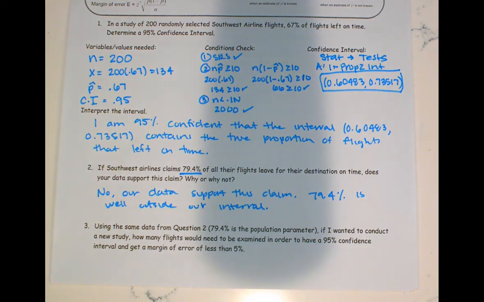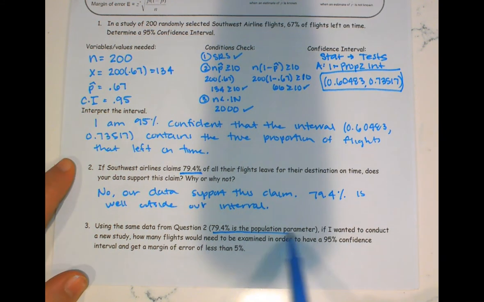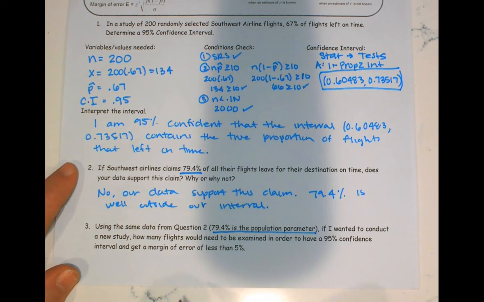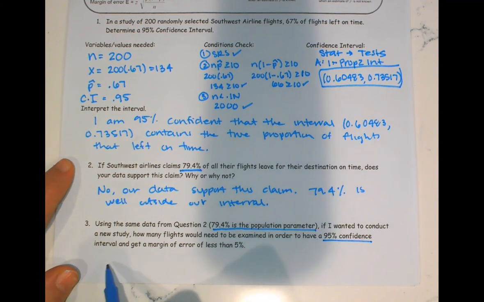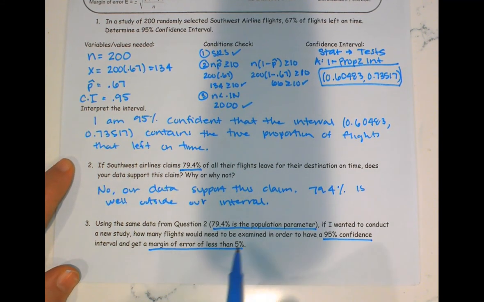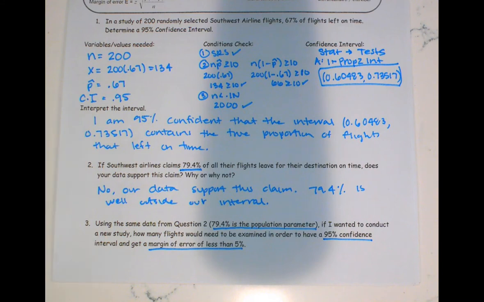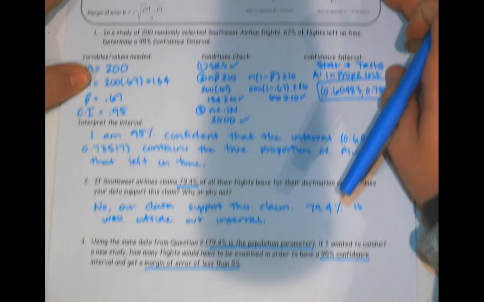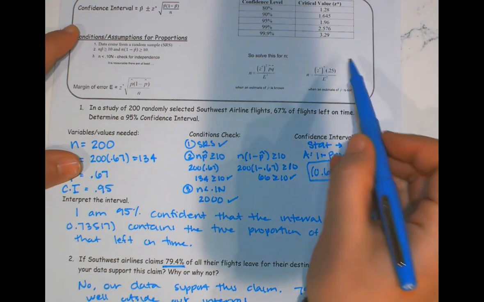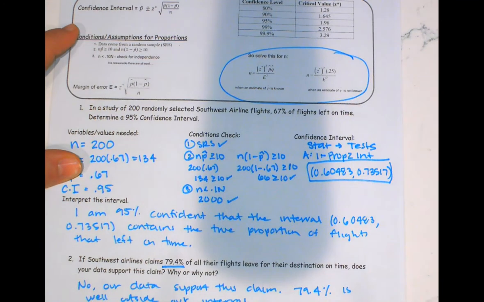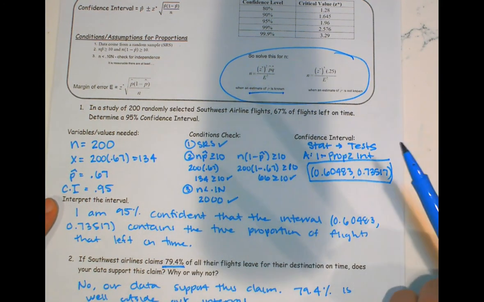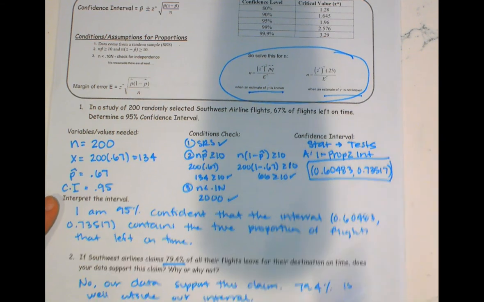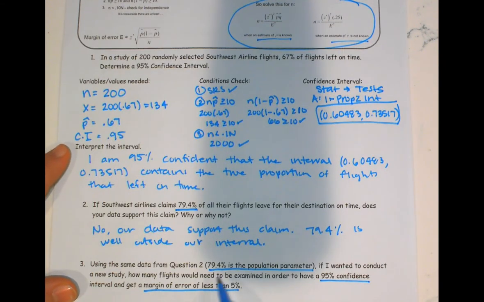The last part says, using the same data from question 2, 79.4 is the population parameter. If I want to conduct a new study, how many flights would I need to examine in order to have a 95% confidence interval and get a margin of error of less than 5%? So we're looking for our sample size now. If we look over here in our formulas, we're trying to find n. The difference between these two formulas is, do we know a point estimate or do we not know a point estimate? In this case, it's telling us to use 79.4.